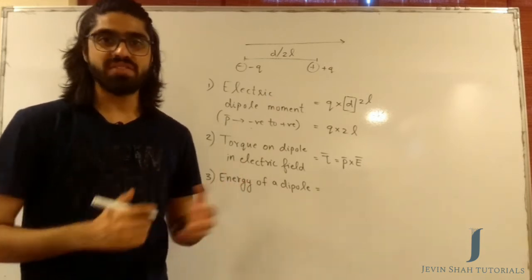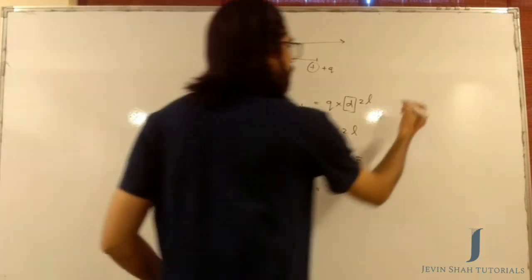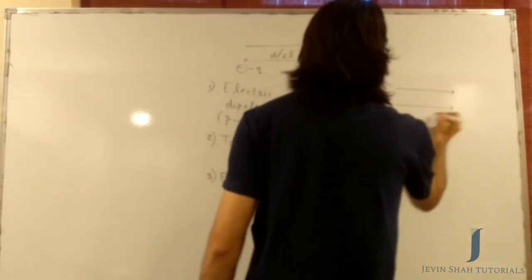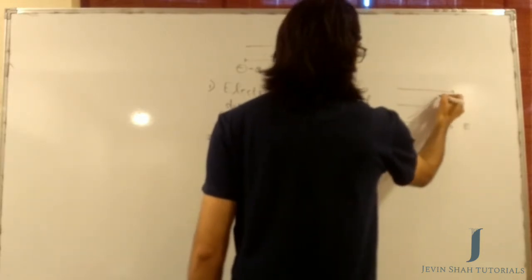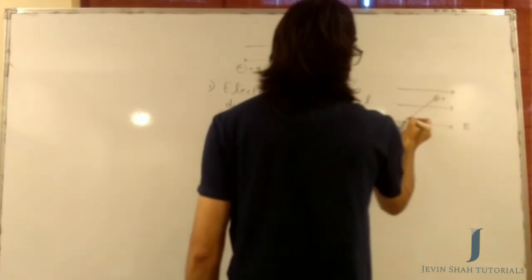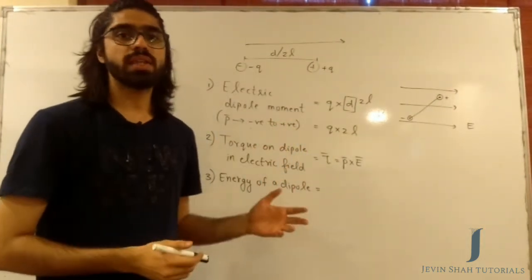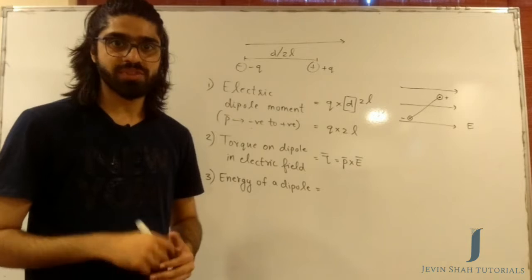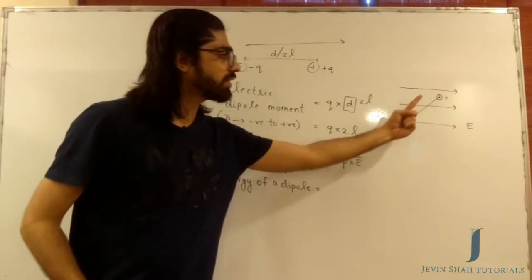Now let's consider the previous case only, that we are keeping a dipole in an electric field. So that's your electric field, and let's say that we are keeping a dipole like this. So this is where the plus charge of the dipole is and this is where the minus charge of the dipole is. We just learned that when you keep a dipole in an electric field, the dipole will experience a torque, and this dipole is experiencing a torque.